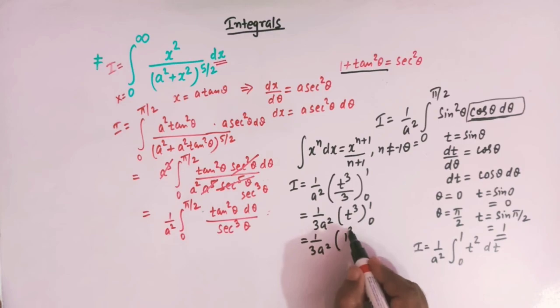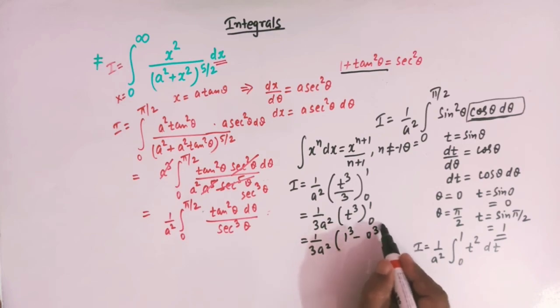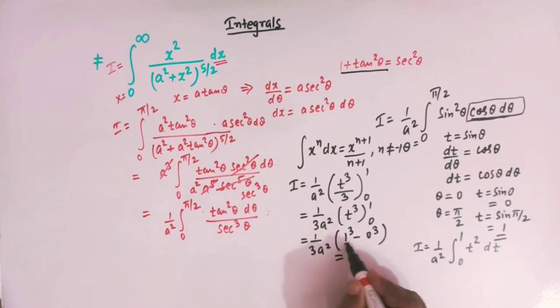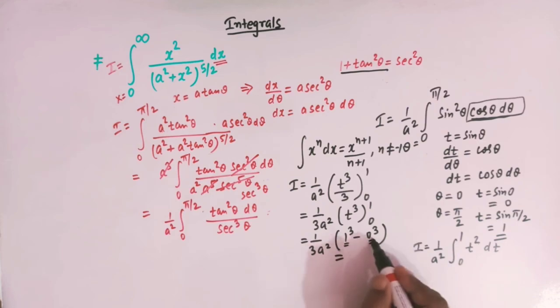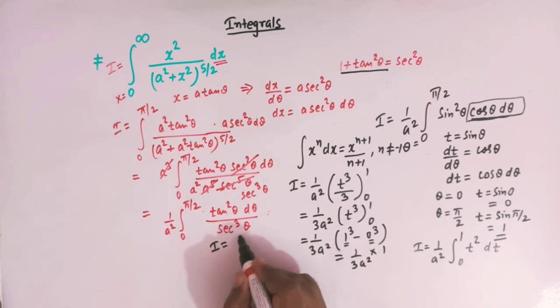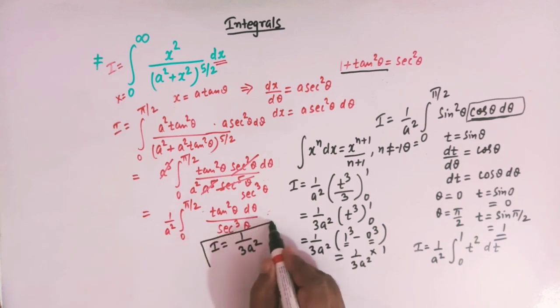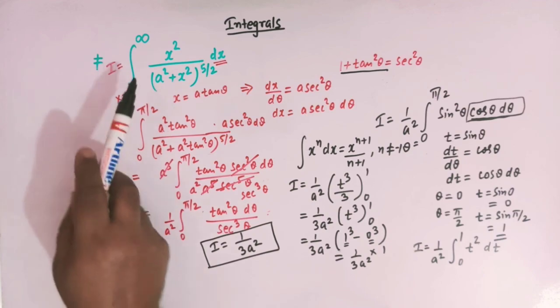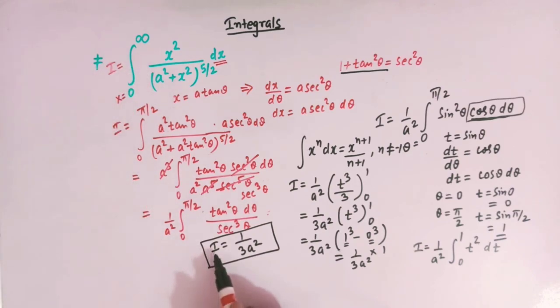So we have 1 cube minus 0 cube, and see, this is 1, this is 0, so 1 minus 0 is 1, so we are left with 1 over 3a square times 1, so I is equal to 1 over 3a square, right? So viewers, the value of this integral is equal to 1 over 3 times a square, where a is some non-zero constant.